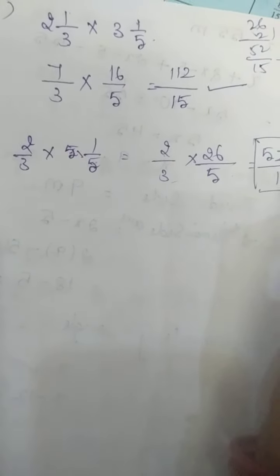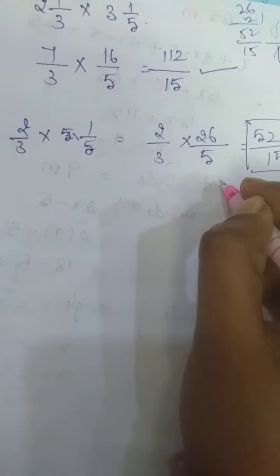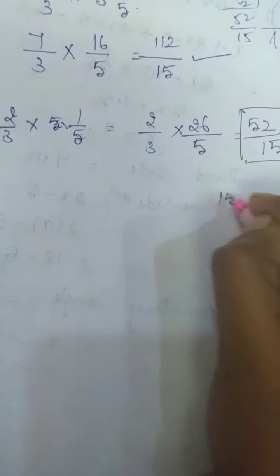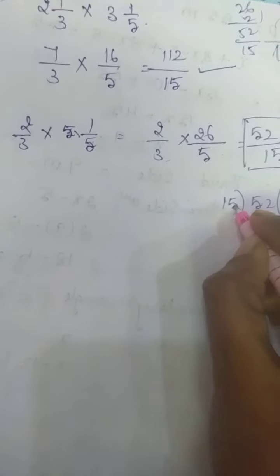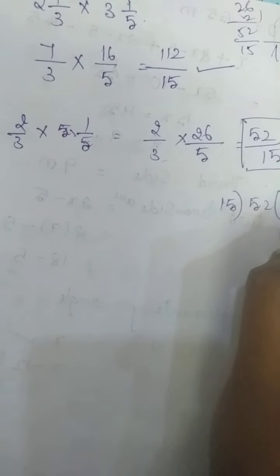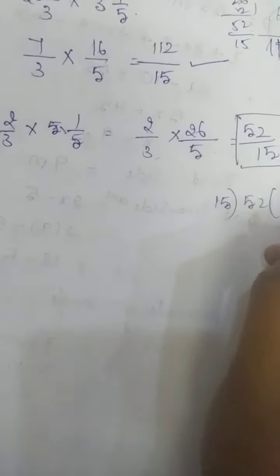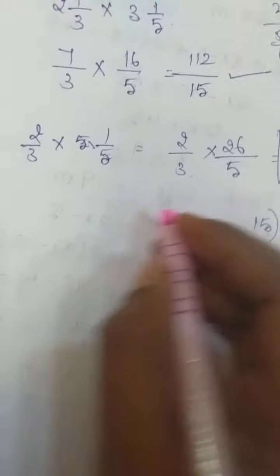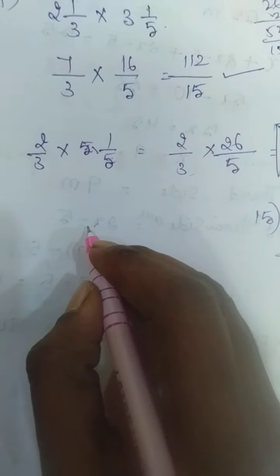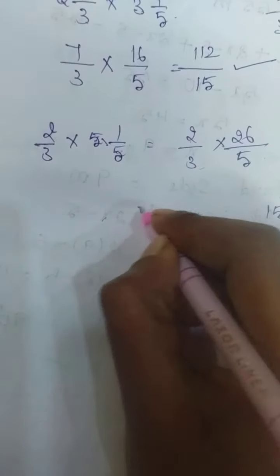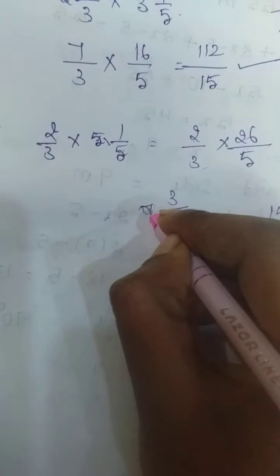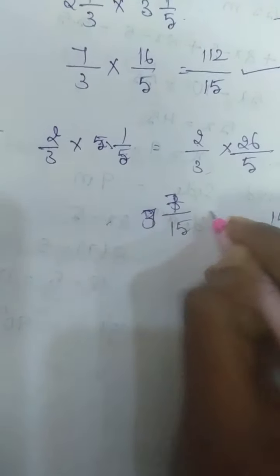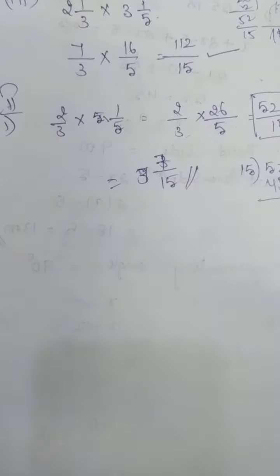Now what you have to do is write it in lowest form, which is nothing but writing it as a mixed fraction. Clear? How can you write it as a mixed fraction? Just divide. 15 1s are 15, 15 4s are how much? 60. So 15 3s are 45, 7 you will get. So this can be written as 3 7 by 15, which is your mixed fraction. Clear? This is your answer. This is how you have to write.